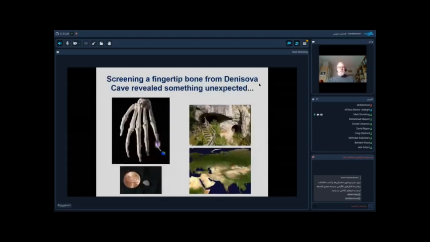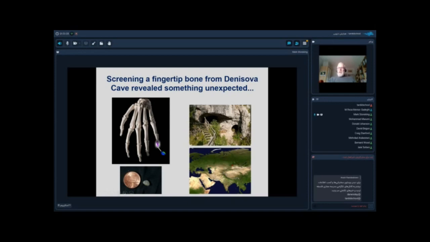Now, in the course of doing this work, Svante Pääbo's group, who were leading the project, were trying to get their hands on any fossil that might potentially be a Neanderthal to see if it would have enough DNA to produce a genome sequence. And one of the fossils they screened was this tiny little fingertip bone that came from this cave. This is Denisova Cave, located here in the Altai region of southern Russia.